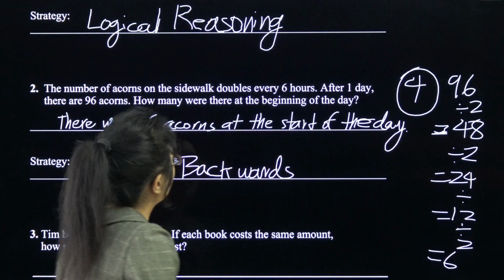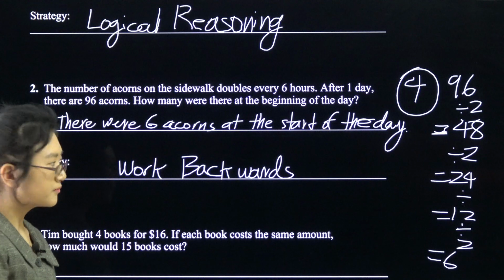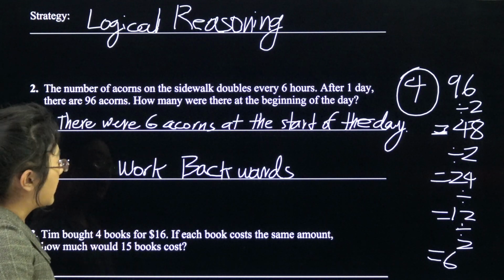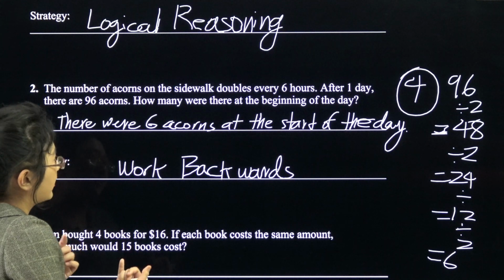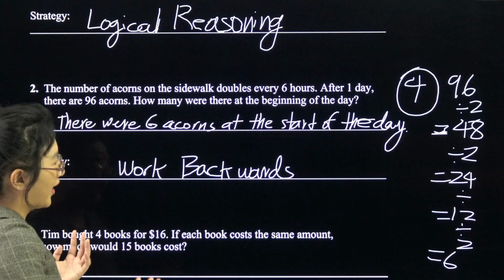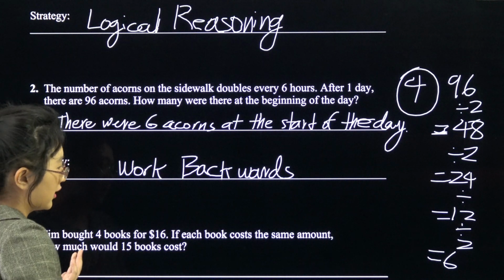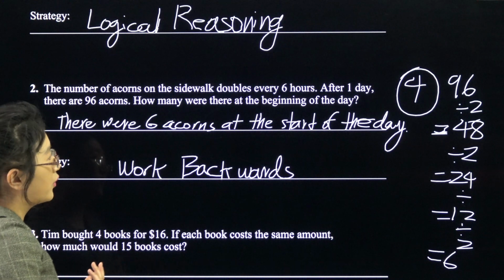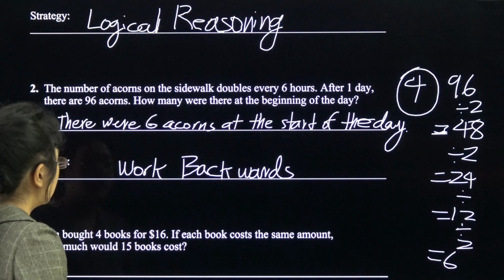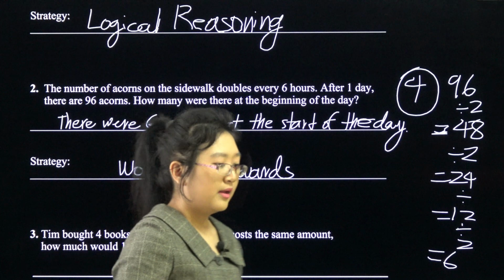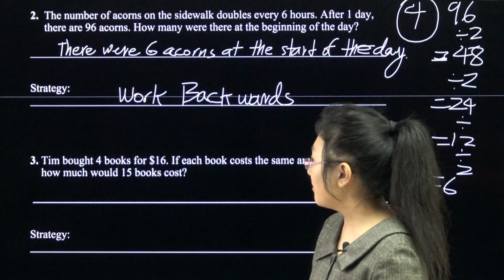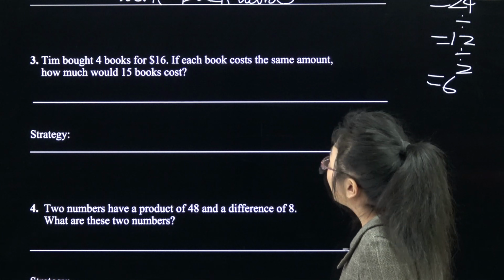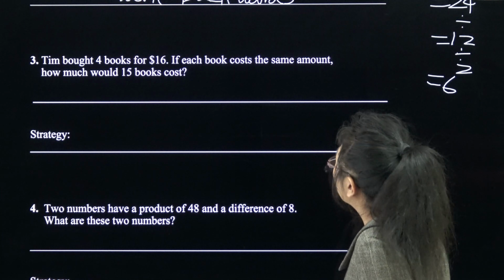Now we can decide to just, well, check it. Now we think. Beginning of the day. After 6 hours, it would be 12 acorns, and then after 12 hours, it would be 24 acorns. After 18 hours, it would be 48 acorns, and then after 24 hours, it would be 96 acorns. Yep, it makes sense. So now we move on to the third question. Tim bought 4 books for $16. If each book costs the same amount, how much would 15 books cost?